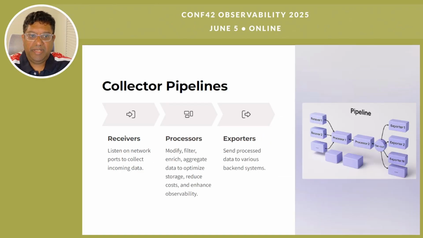This is a typical collector pipeline. The receivers receive the data from various sources and send it to the processors, which in turn transform the data and send it to the exporters. The pipeline can have multiple receivers, multiple processors, and multiple exporters in a single pipeline.